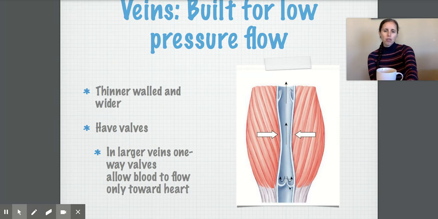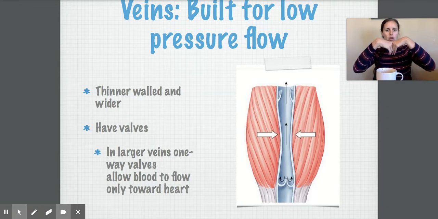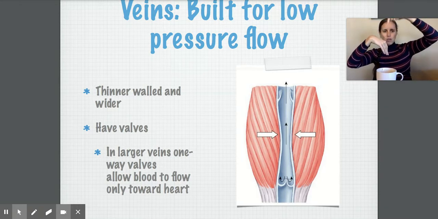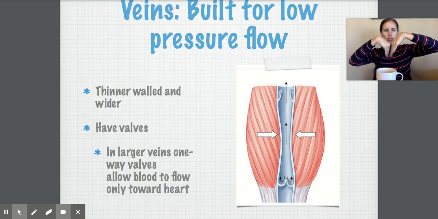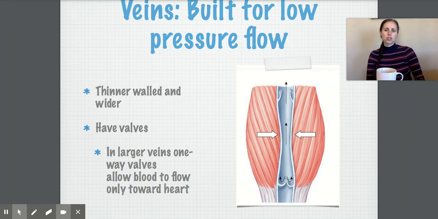In order to account for that lower flow, they have something that's called valves. So valves are like a one-way flow. Valves are like 2 flaps that look like this. Valves will allow fluid coming from one direction, so they'll open from one direction, but they won't allow fluid from another direction. They're going to push against each other. They're going to push close.